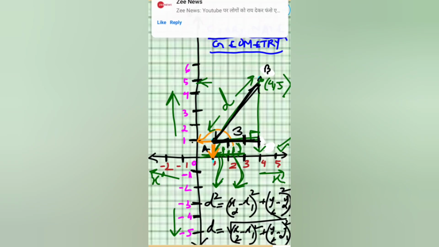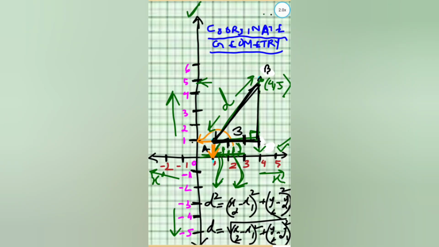And this side, if you check it, you get 1, 2, 3, 4 units. So this side is 4. Now in Pythagoras, what we do is 3 square, 4 square. 3 square is 9, 4 square is 16. If we add them, we get 25. So the square root of 25 gives the distance, this one, as 5.